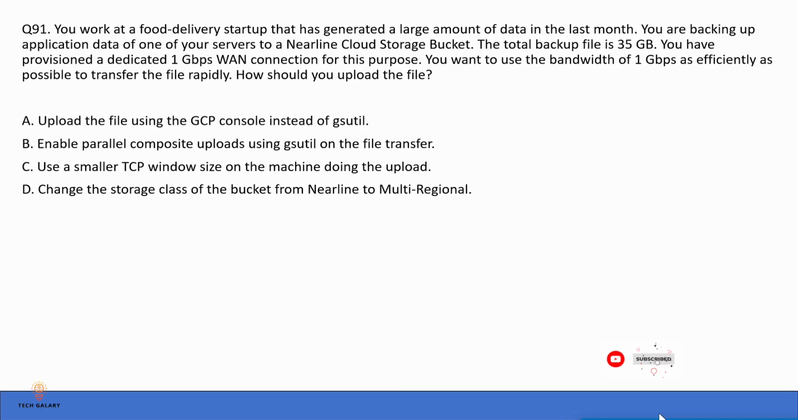Option B, enable parallel composite uploads using gsutil on the file transfer. This option is correct because parallel composite uploads will upload different parts of your file in parallel chunks. Option C, use a smaller TCP window size on the machine doing the upload. Here, decreasing the TCP window size will not automatically increase the upload efficiency. So this option is not correct. Option D, change the storage class of the bucket from Nearline to Multi-Regional. Here, changing the storage class will not affect the upload speed. So this option is not correct.